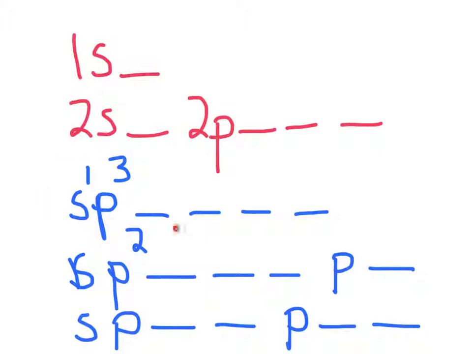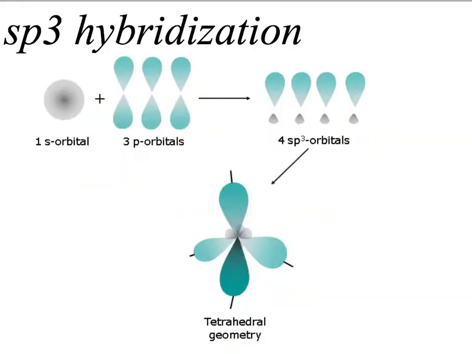One is sp3, where I have 4 hybridized orbitals. The second is sp2, where I have 3 hybridized orbitals and 1 original p. And my third is sp, where I have 2 hybridized orbitals and 2 original p orbitals. All right, so I can look at that here with sp3 hybridization. It's the 1 s and the 3 p's, giving me my 4 sp3s, and this is how the actual 3D geometry will look.